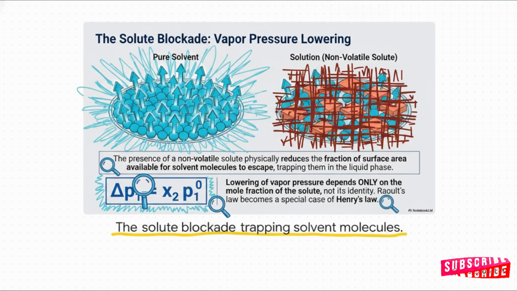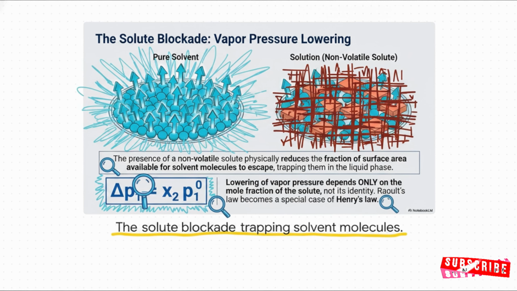Adding these solutes creates what we call the solute blockade. In a pure solvent, molecules evaporate super easily. But the second we add a non-volatile solute, those new particles physically take up surface area. They act as literal roadblocks that trap solvent molecules down in the liquid phase, forcefully lowering the overall vapor pressure.